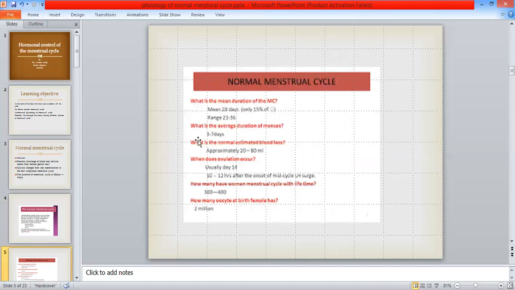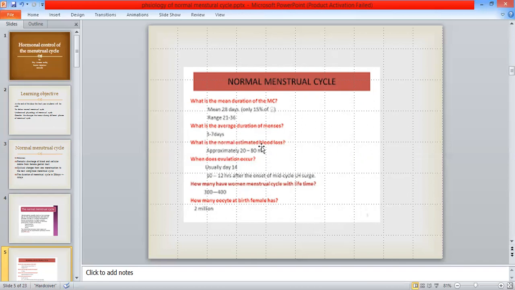Now, certain terms related to the normal menstrual cycle. What is the normal duration? The mean duration is 28 days and ranges from 21, and in some books it is mentioned as 18 to 35, in some it is 21 to 35. So the average range is about 21 to 35 days. And what is the average duration of menses? In most females, it lasts for 3 to 7 days. It can last up to 10 days in some females.